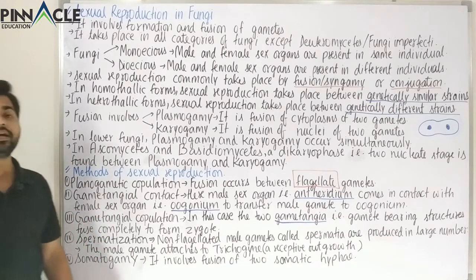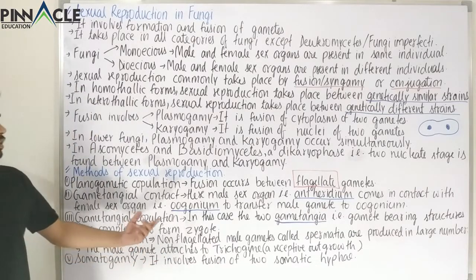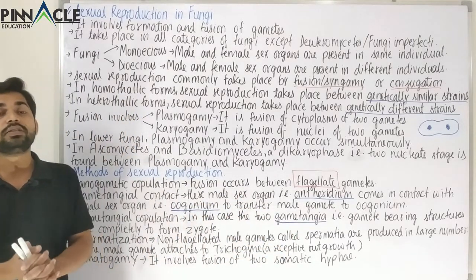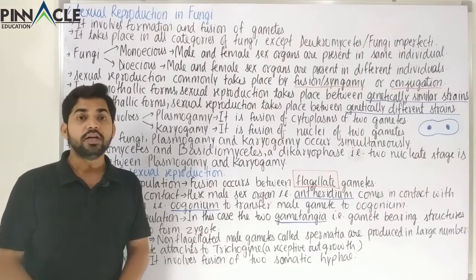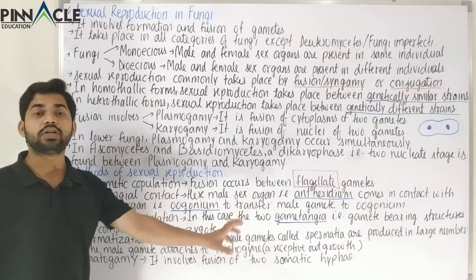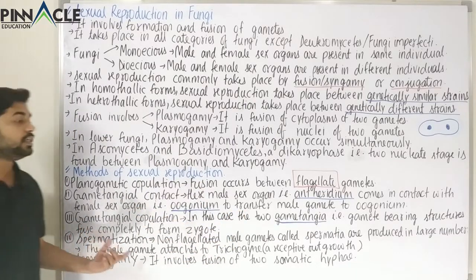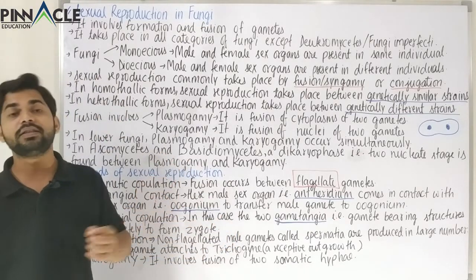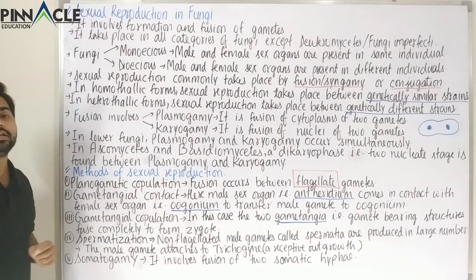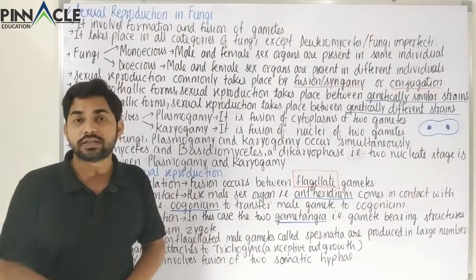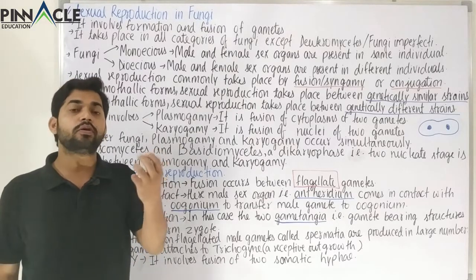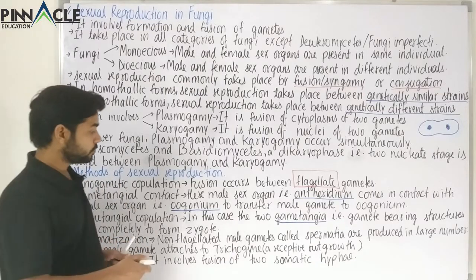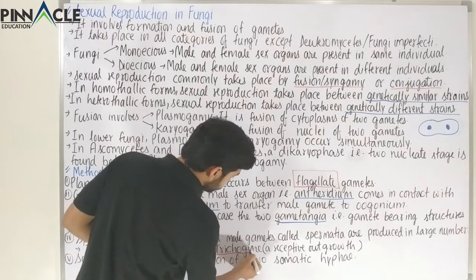The fourth type is spermatization. In this case, the non-flagellated male gametes called spermatia are produced in very large number. The amount of male gametes produced in spermatization is huge, and these will combine with the female gamete in a certain region, a cone of reception or receptive outgrowth, and that is called trichogyne.